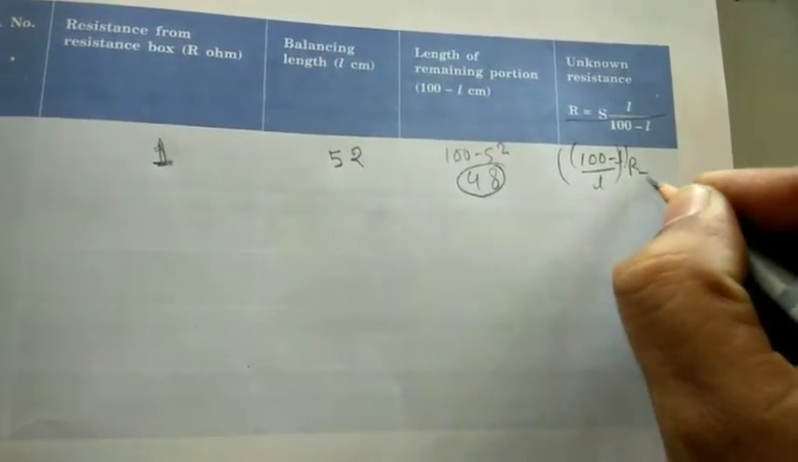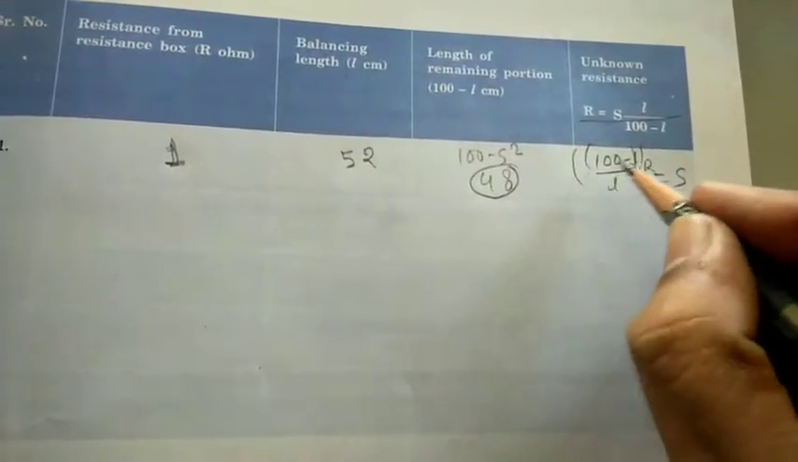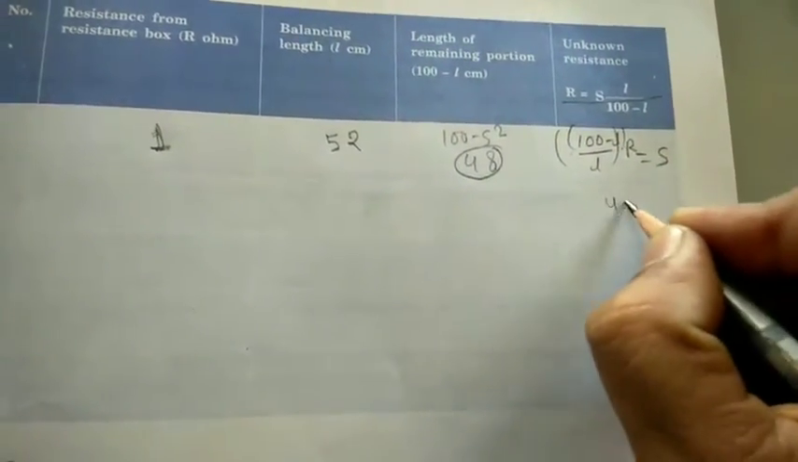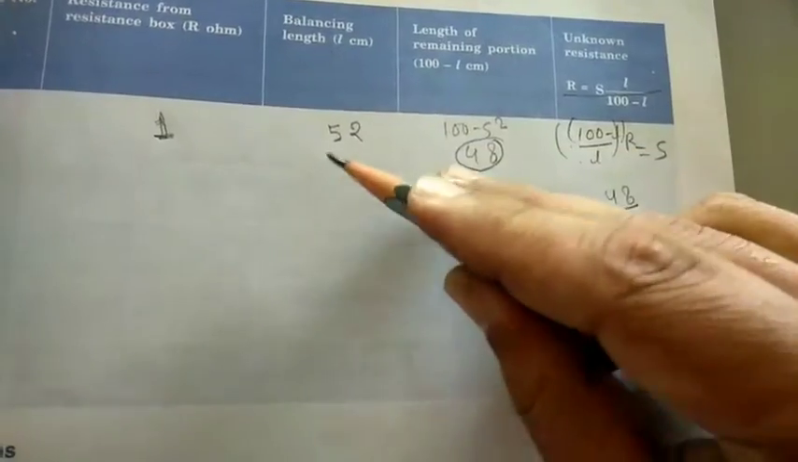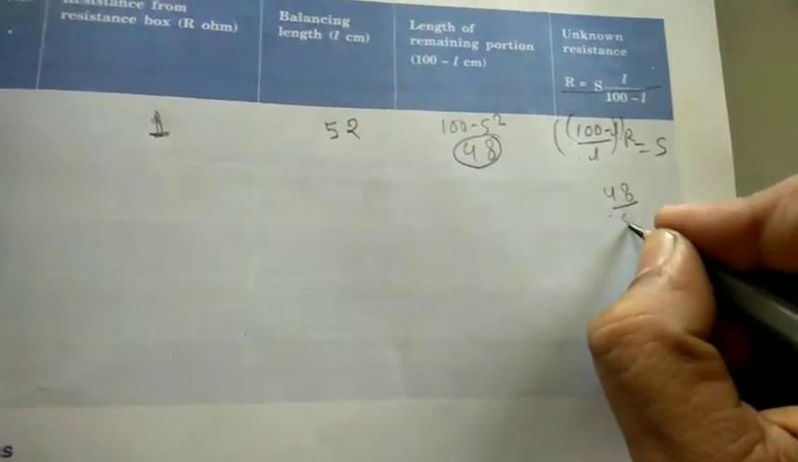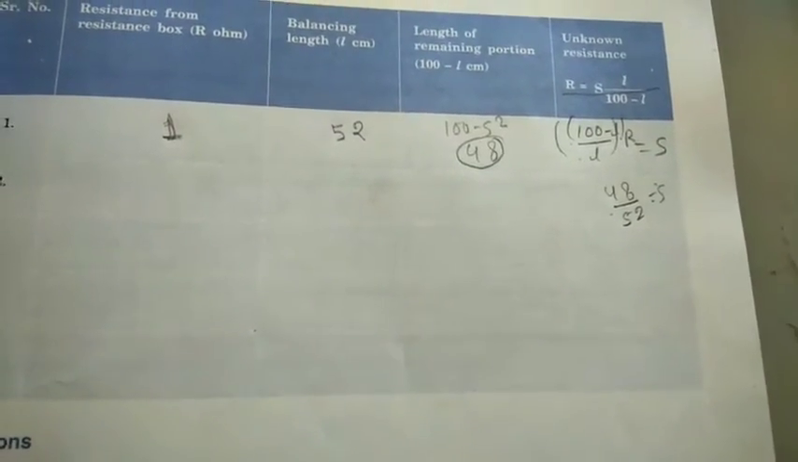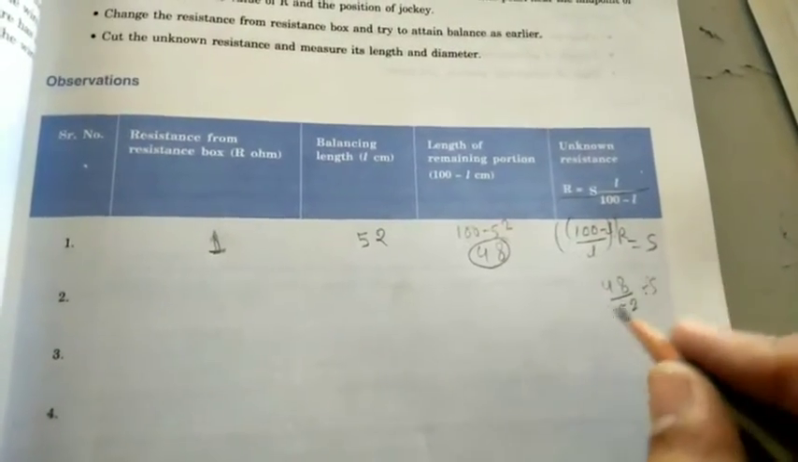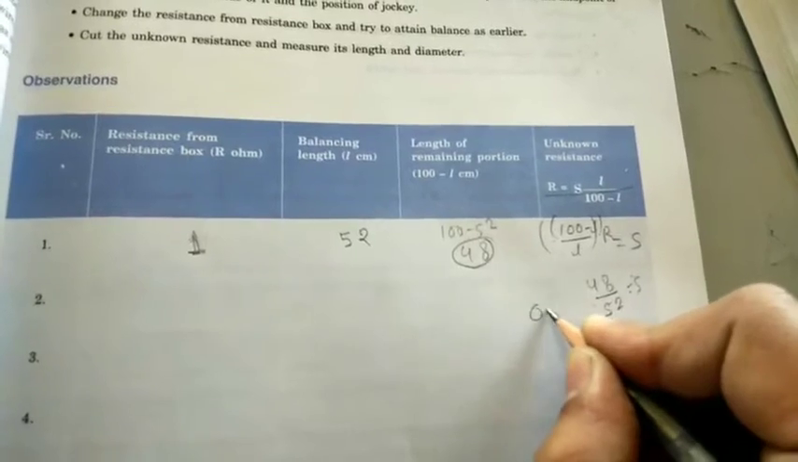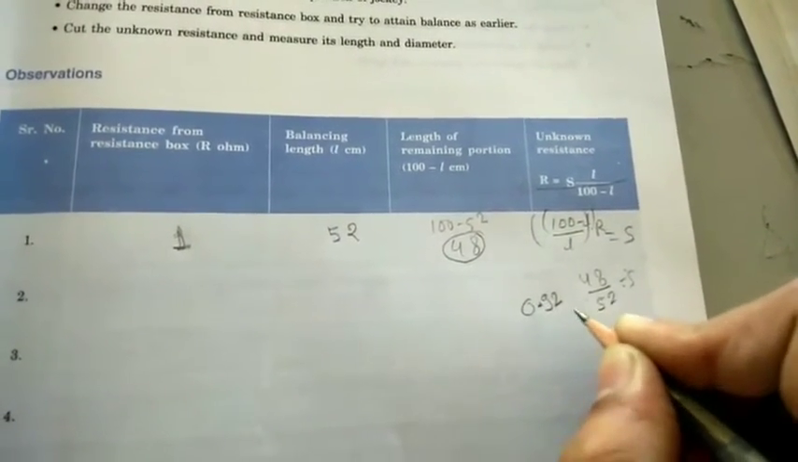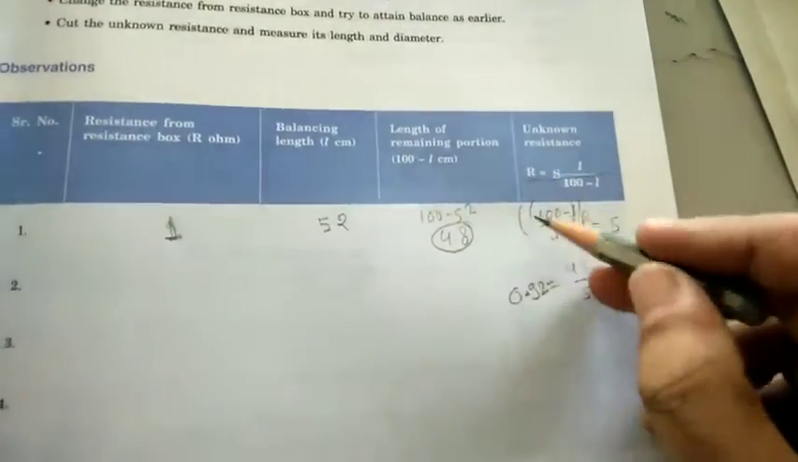So here we can calculate the value of S. 100 minus L is 48, divided by L which is 52. So approximately we will get 0.92. This is the value of the resistance.